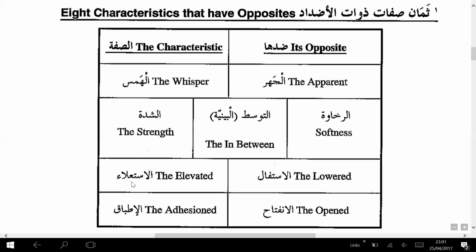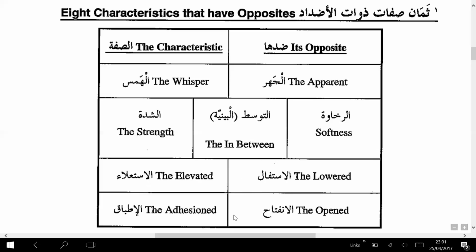Al-isti'ala. Isti'ala means something that is elevated, raised. Isti'ala and istifal. Istifal you can remember from fall. And 'ist' is there in both. So you will remember opposites: isti'ala, istifal. Hams, jahr. Shidda, tawassut, rakhawa. Al-isti'ala, istifal. Isti'ala is raised, istifal is fall, so isti'ala has to be the opposite of fall.